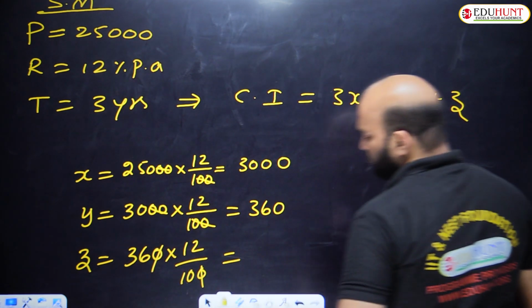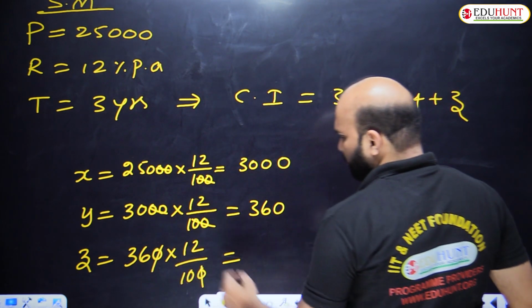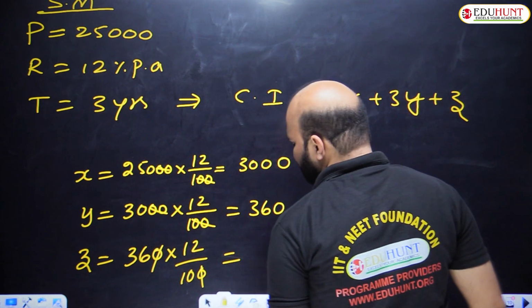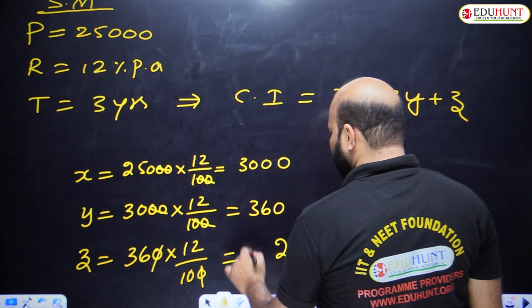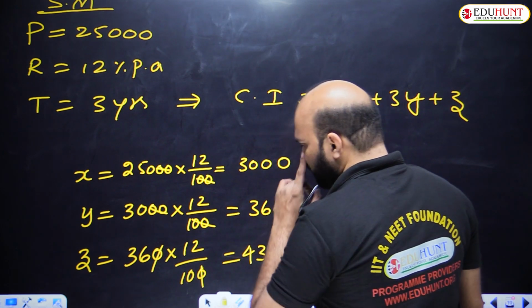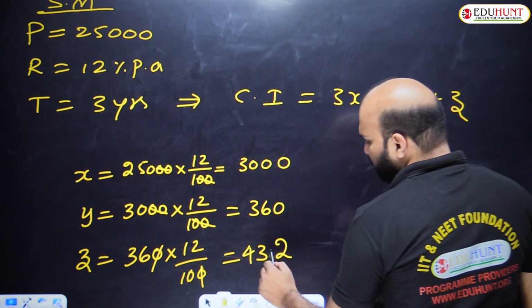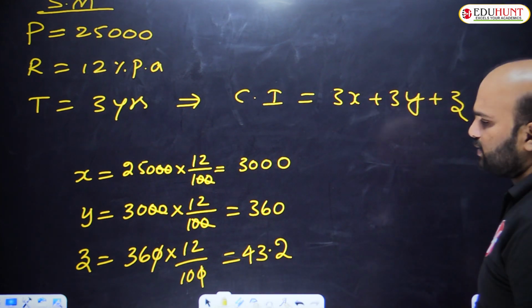Okay. So this is 36 into 12, 12 6 is 72, 7 left, 12 3 is 36 plus 7, 43. 36 plus 7, by 10 means point taken after one place. This is the x, y, z values.